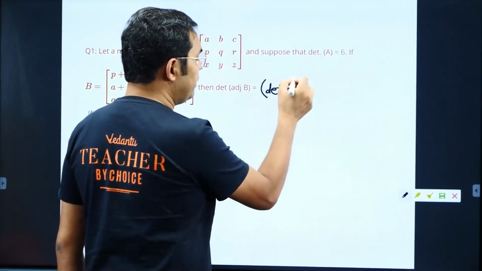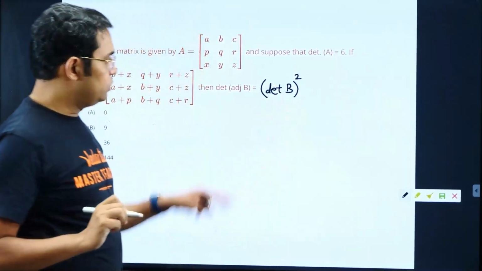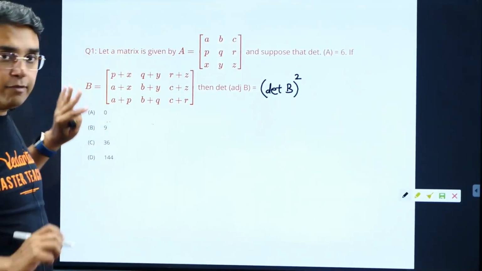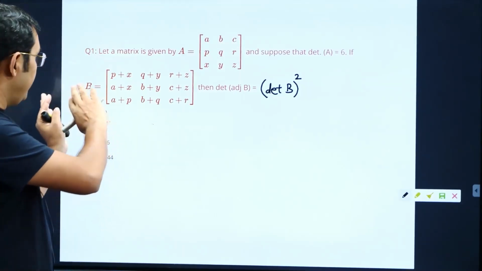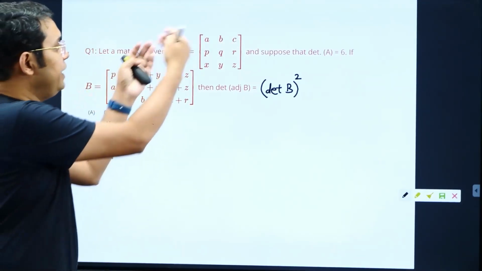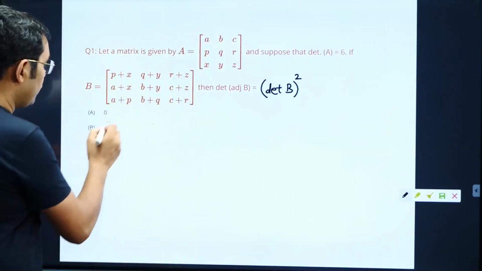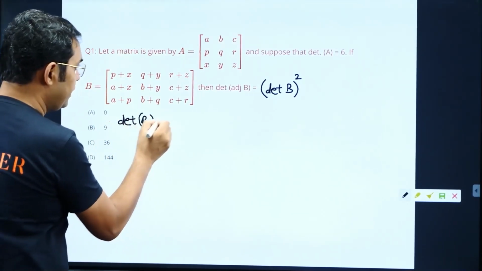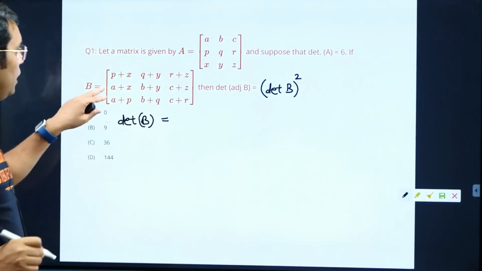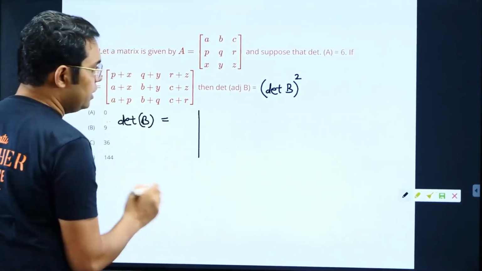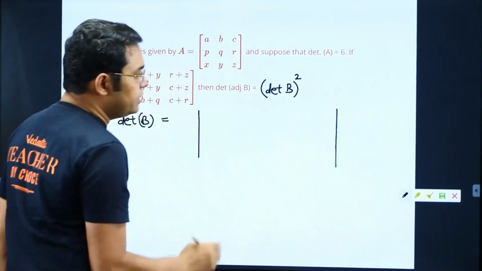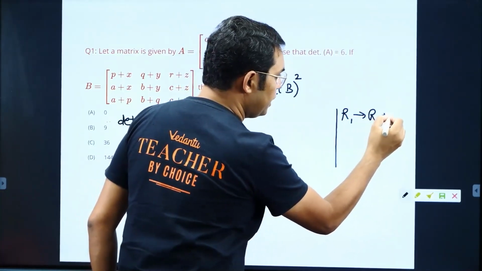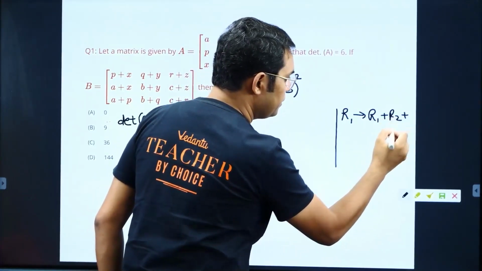The property is power n minus 1. So here it will be square. Now to find determinant of B, we have to use some properties so that we can convert determinant of B in terms of determinant of A. So for that, what I will do, determinant of B, I will write this with some property, and the first property that I'm going to use is that I will change R1 as R1 plus R2 plus R3.